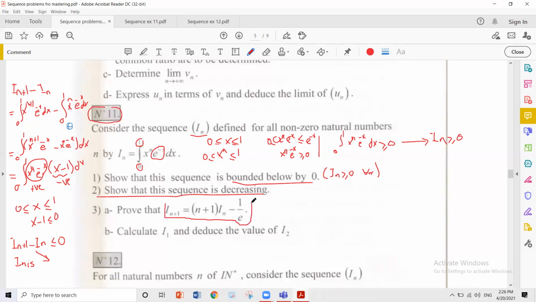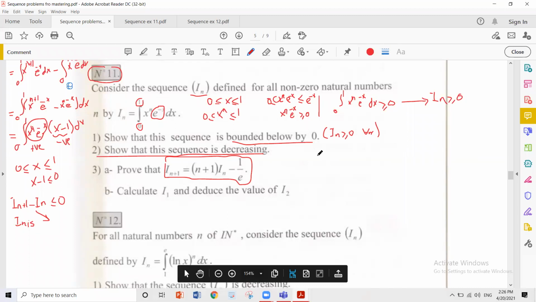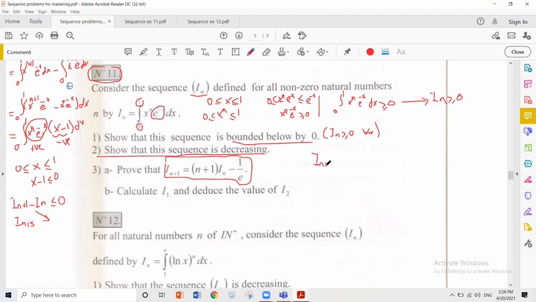Who can prove this relation? Part 3a. So I will use the method of integration by parts. I_{n+1} equals the integral from 0 to 1 of x^(n+1) e^(-x) dx.